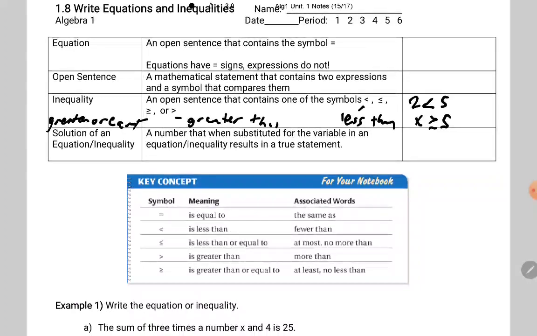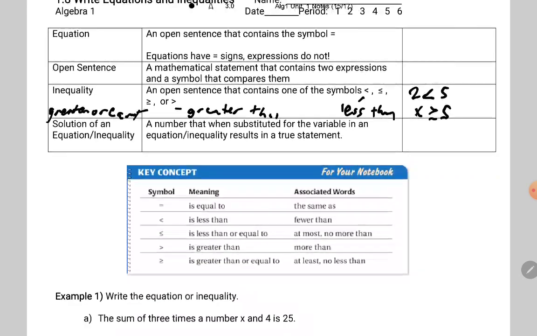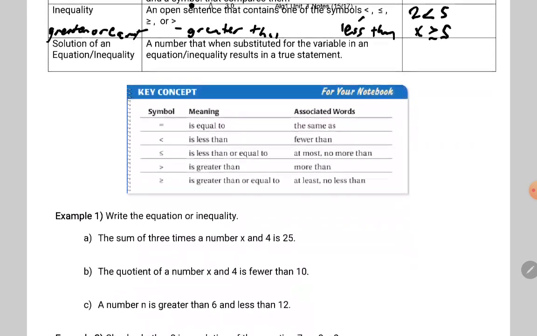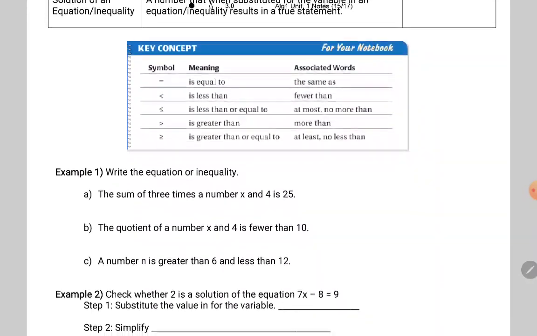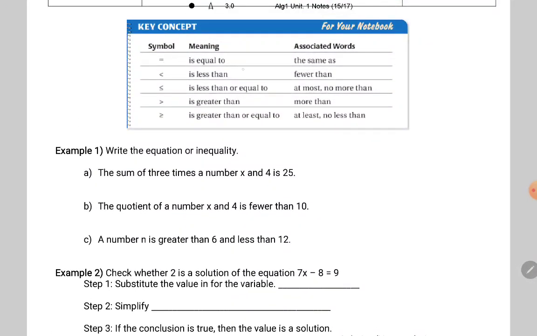And then a solution of an equation or inequality is a number that when substituted for the variable results in a true statement. So let me go more in depth on what these vocabulary words mean. Equals is equal to, same as. Less than is fewer than. Less than or equal to is at most or no more than. Greater than is more than, and greater than or equal to is at least or no less than.